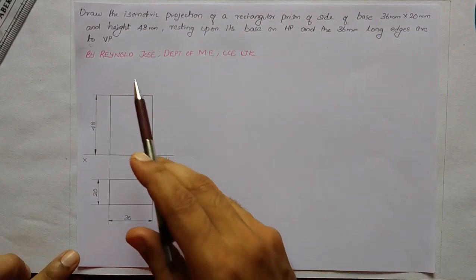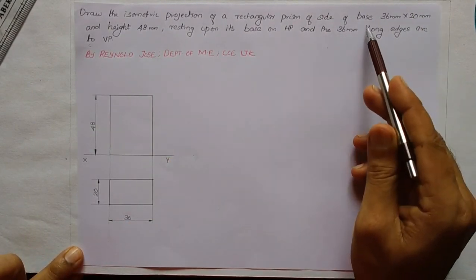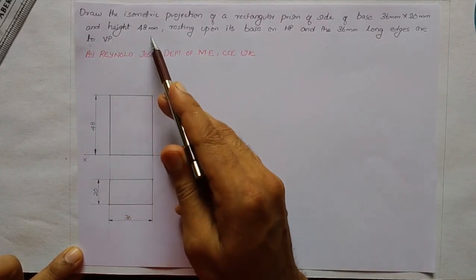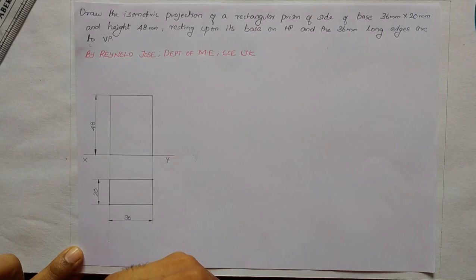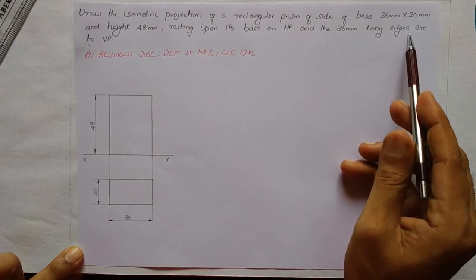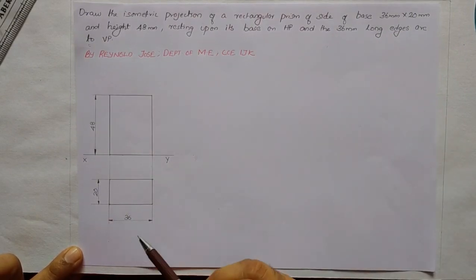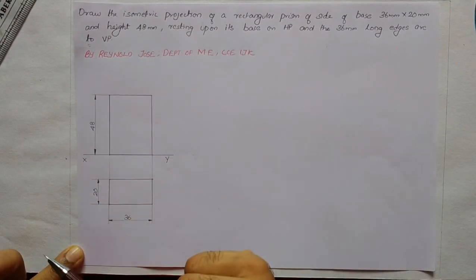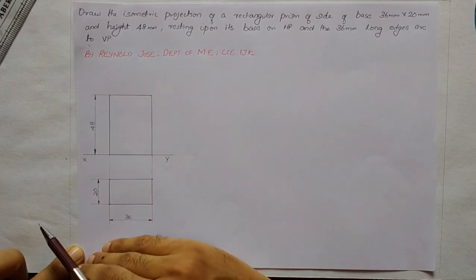So here we have a rectangular prism with a base of 36 mm by 20 mm and a height of 48 mm. It is resting on the horizontal plane with the 36 mm long edges parallel to VP. I have drawn a simple front view and simple top view of this solid. As we require an isometric projection of this solid, we have to draw an isometric scale in order to get isometric length.